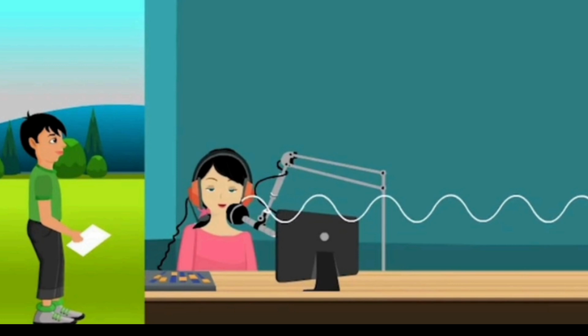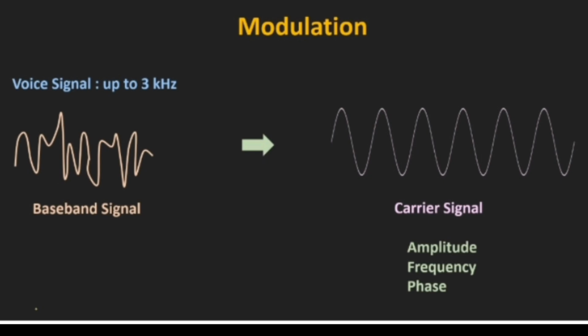For that we will need a high frequency signal which will carry this message signal. That signal is called the carrier signal, a carrier signal of high frequency. Now, this baseband signal is combined with the carrier signal so that it can go to a faraway distance. So what is modulation? Modulation is the process where one of the properties of the carrier signal, like amplitude, frequency or phase, is changed according to the baseband signal. Based on which property is changed, there are different types of modulation. But we won't focus on the different types of modulation, we'll see its applications.